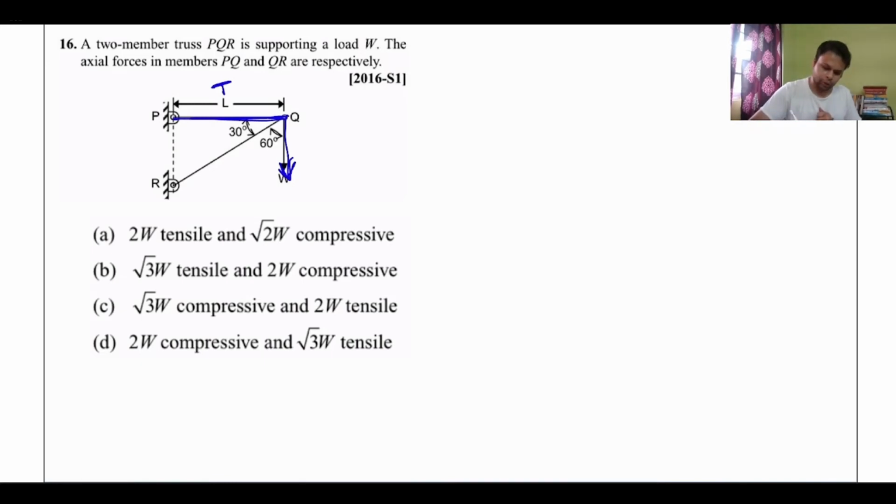And member QR, basically it is here, it will get compressed. The member QR will get compressed, so it will be under compression. So if you try to find the direction of forces, the weight W is definitely there in this direction. The force in PQ, since it is tension, will try to pull the joint Q. So this will be force PQ because it is trying to pull. And member QR is in compression, so it will try to push the joint Q.